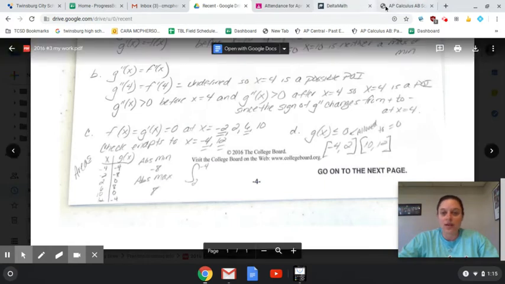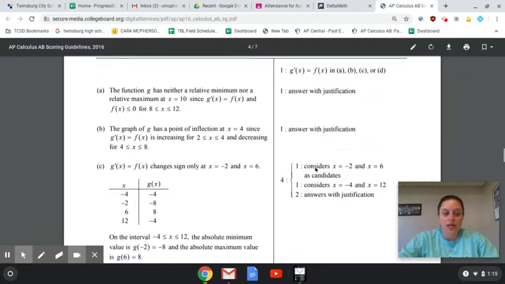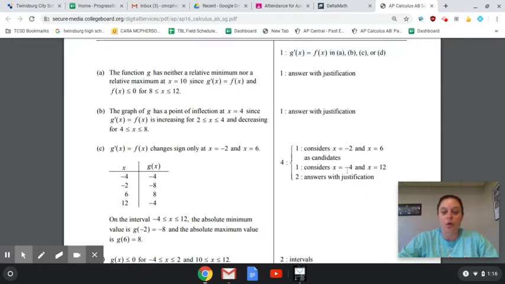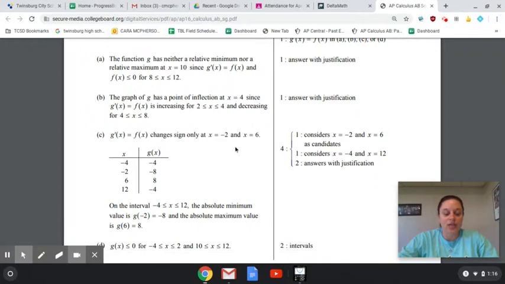What they did on theirs is they made a shorter table, but still got the same answer as I did. You get 1 point for considering -2 and 6. If you consider more than that, that's fine. You get 1 point for considering the endpoints, and then you get 2 points for justifying. So a lot of points come from part C. And then finally, part D, actually all the work I did in part C made D so much easier.